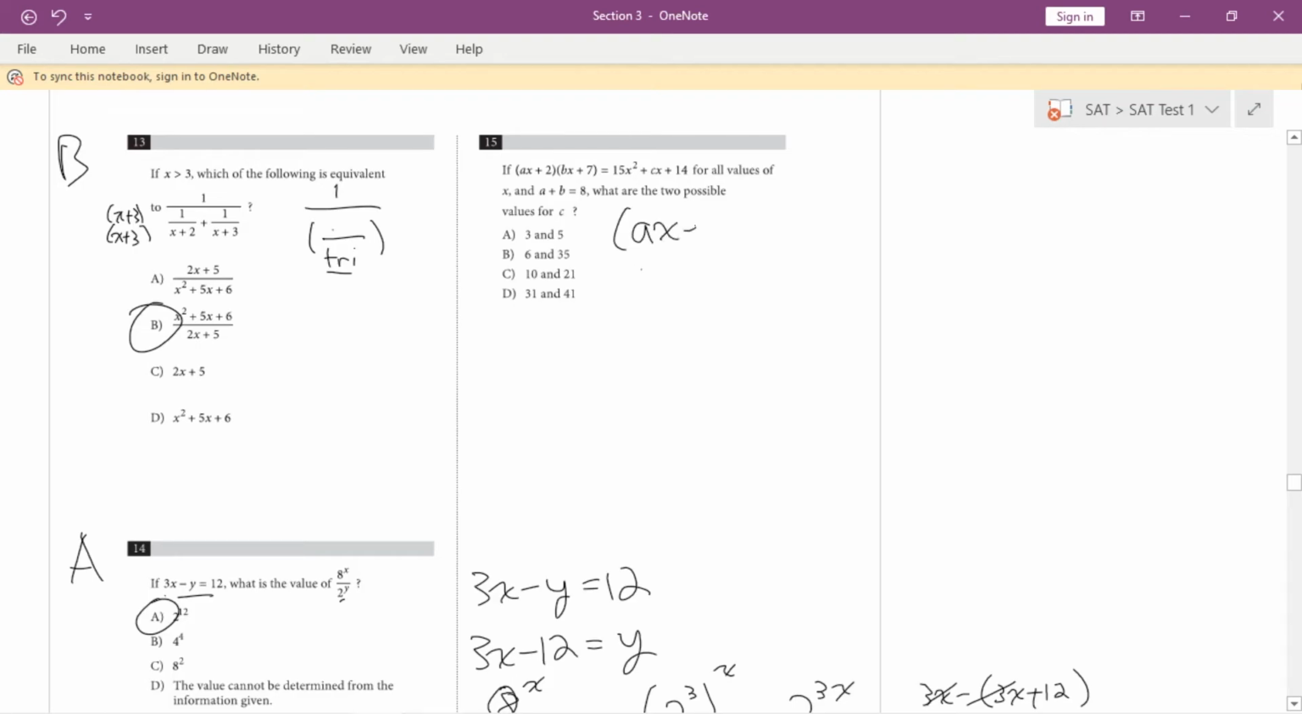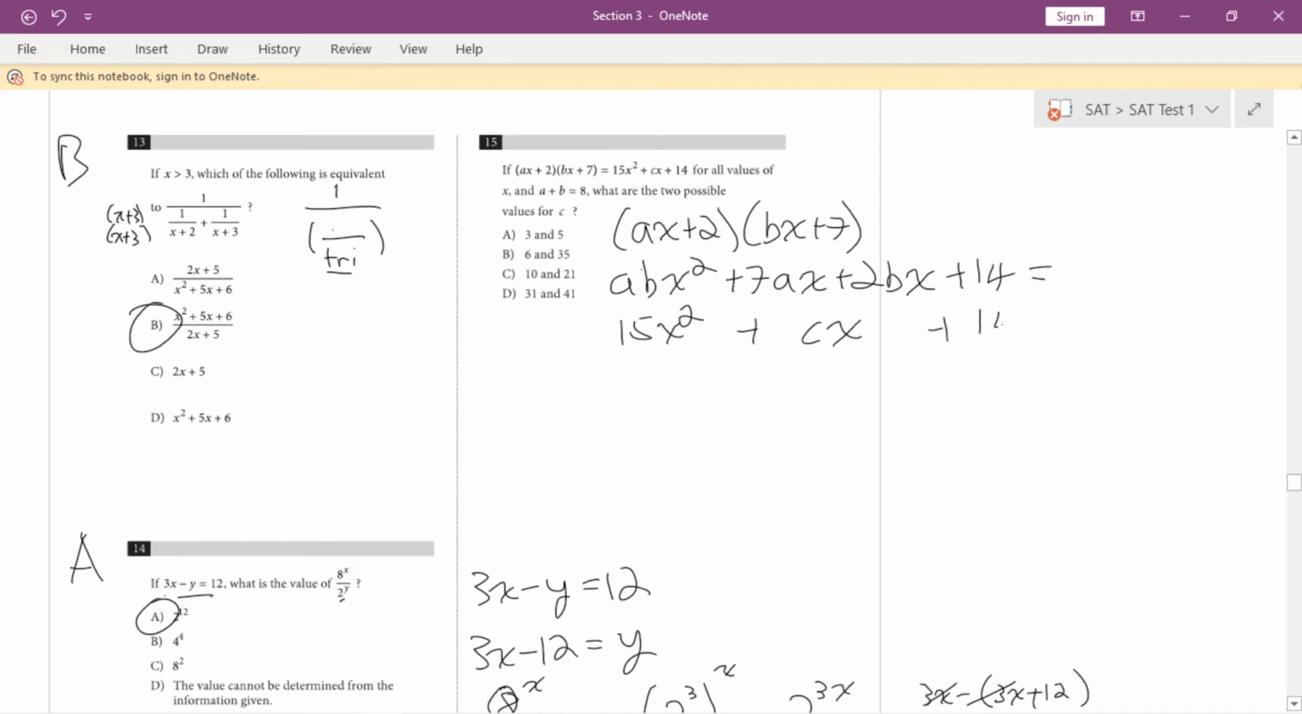So I get ax plus 2 times bx plus 7, and if I multiply that out, I get abx squared plus 7ax plus 2bx plus 14. And we know that's the same as 15x squared plus cx plus 14, which I'll write underneath. Well, 14 and 14 are the same. According to this, ab should be equal to 15, and then 7a plus 2b should be equal to c. So let's write that down.